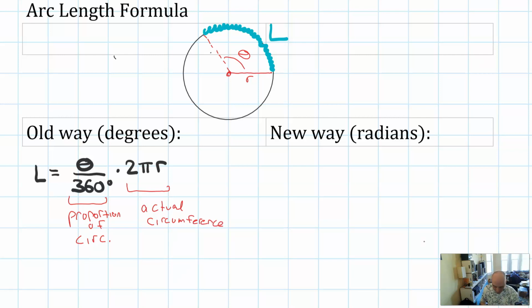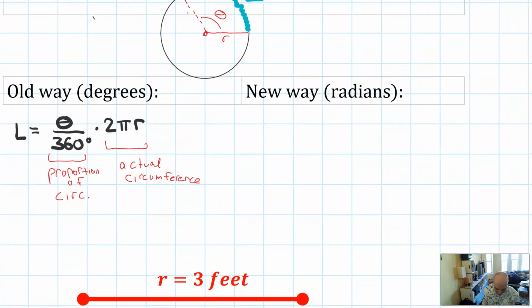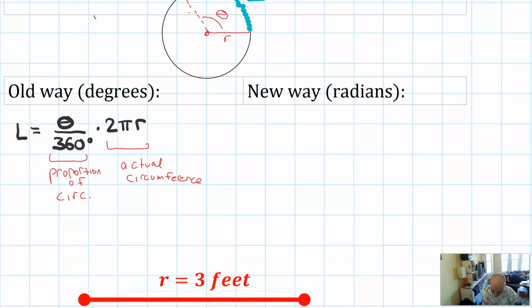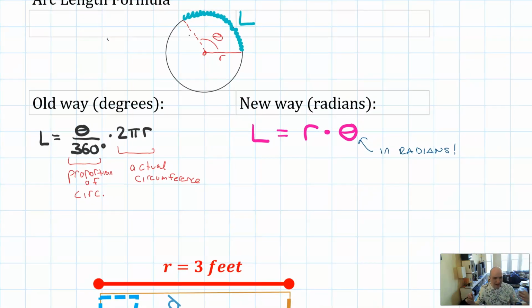In radians, this actually boils down in a really simple way. In radians, the formula for arc length is L equals r times theta, as long as theta is measured in radians. So no weird proportions out of 360 or anything like that. And the reason is that radians already have that proportionality built in. They already contain the information about the proportion of the circle.